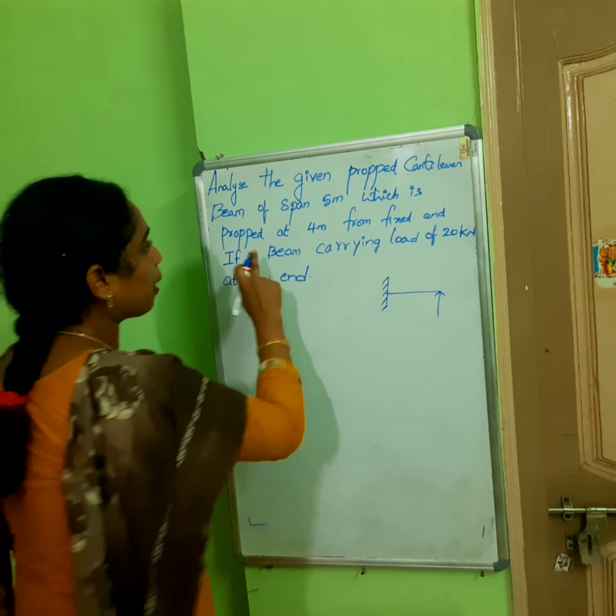Now we will solve it. Okay, see here, in propped cantilever beams I have taken from the first step anti-clockwise as positive sign, and clockwise as negative sign.